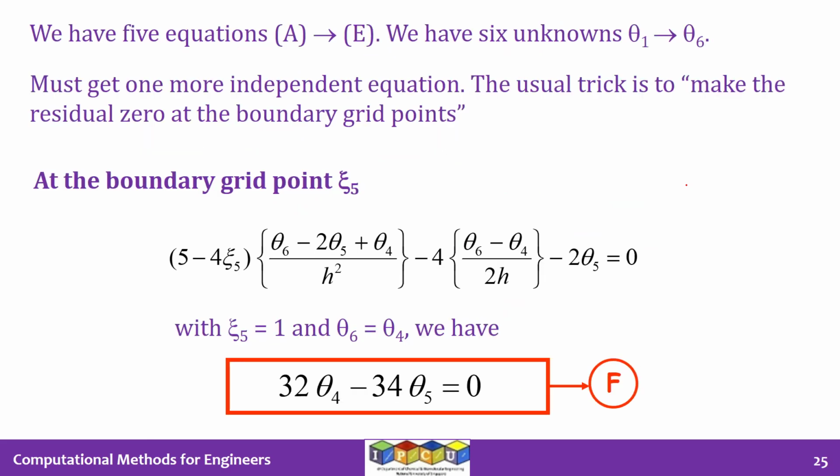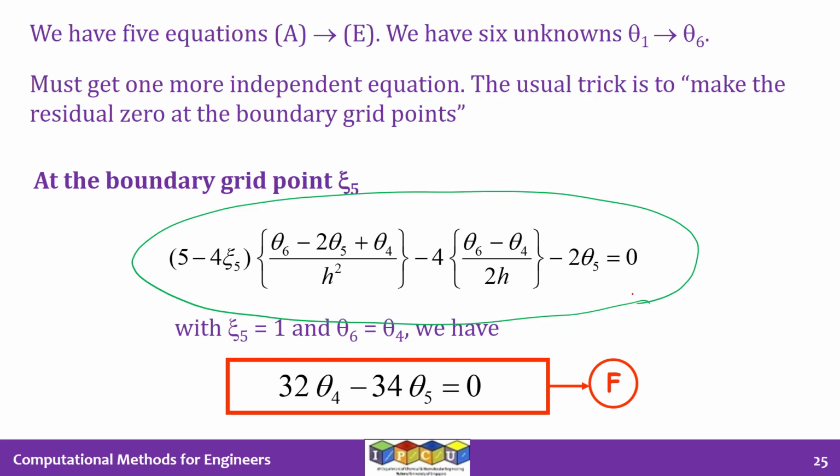Now, how do we get one more independent equation so that we are able to determine all the unknowns? What we do is we write the ODE for the boundary grid point psi 5, because the ordinary differential equation should hold at the internal grid points as well as the boundary grid points. It holds everywhere. Here it should hold at psi equal to psi 5 as well. So we just invoke that idea to write the ODE for grid point psi 5 in the same way we wrote for psi 2, psi 3, and psi 4.